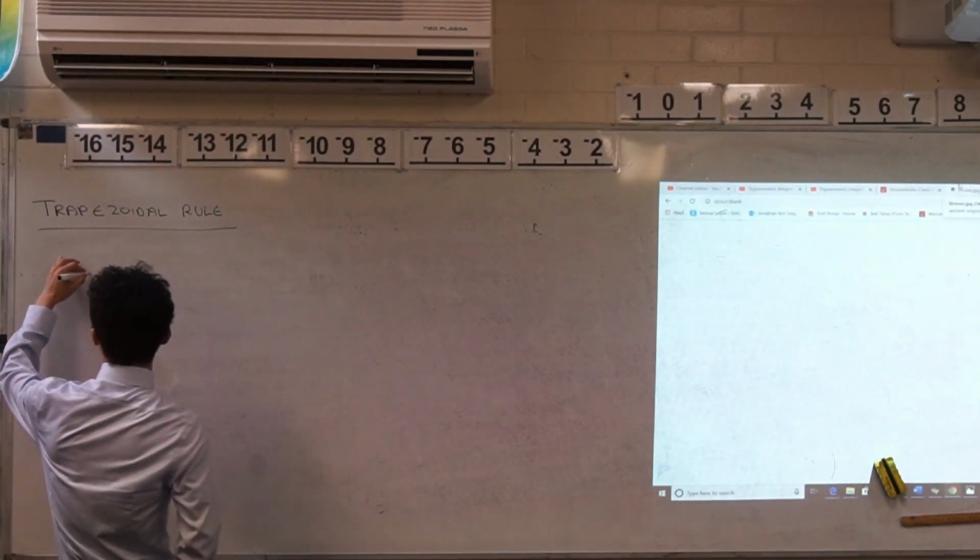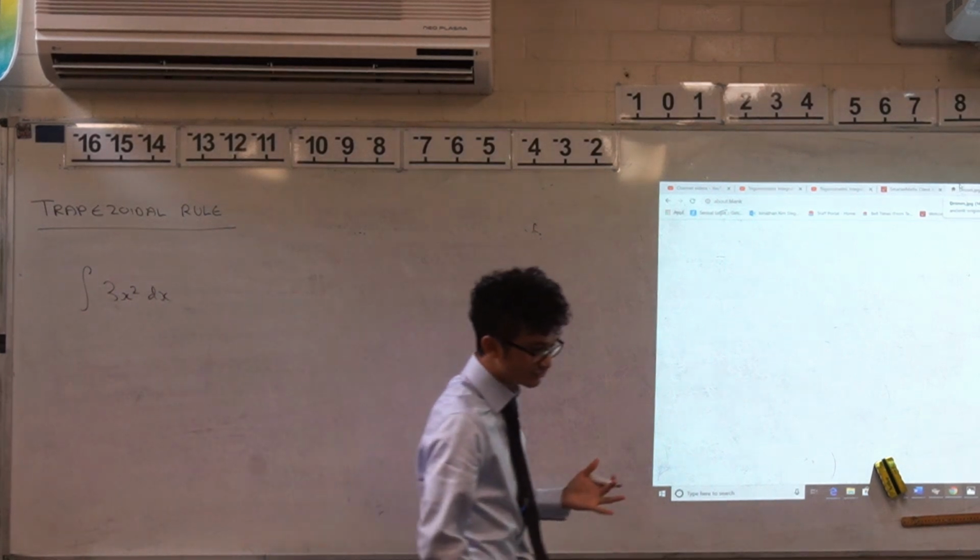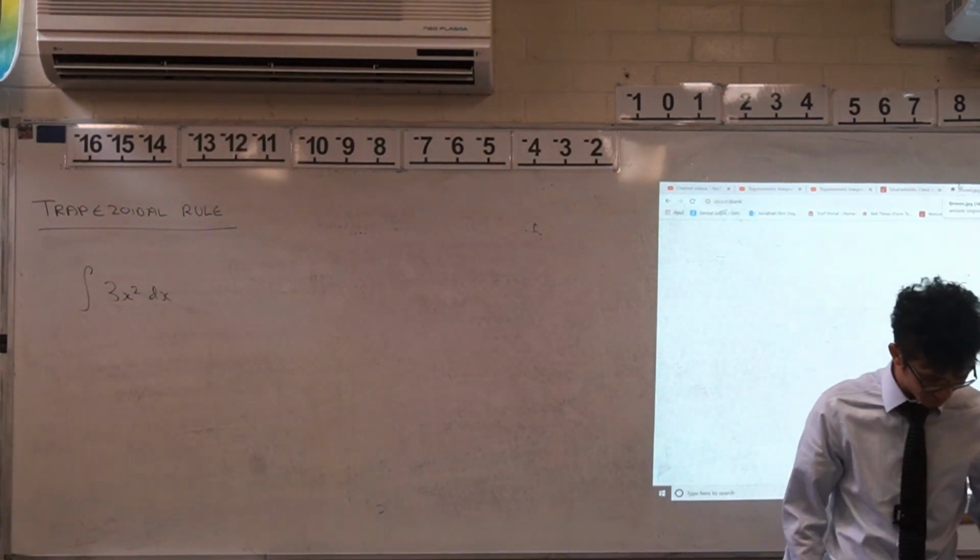Let's take something like this, for example, right? If I take 3x squared, and I'm integrating this, let's choose some bounds. Let's go from 1 to 4.